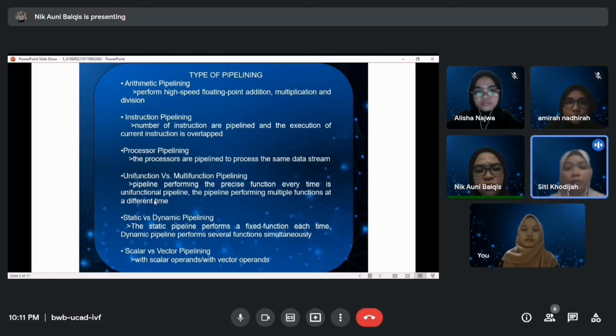Unifunction and multifunction pipelining. The pipeline performing the same function every time is a unifunction pipeline. On the other hand, the pipeline performing multiple functions at the same time is a multifunction pipeline. Next is static versus dynamic pipelining. The static pipeline performs a fixed function each time. And last is scalar versus vector pipelining.